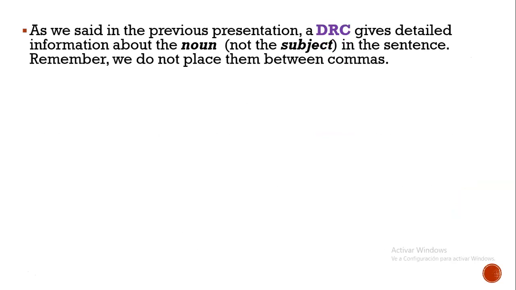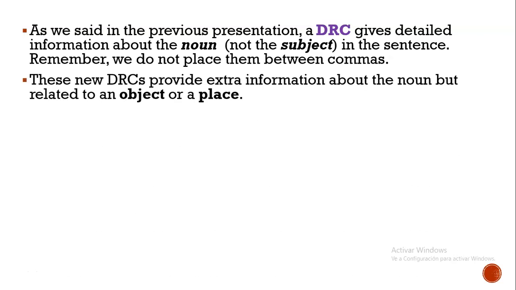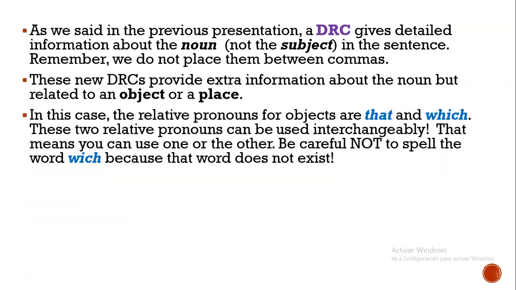As we said in the previous presentation, a DRC gives detailed information about the noun, not the subject, in the sentence. Remember, we do not place them within commas. These new DRCs provide extra information about the noun, but related to an object or a place. In this case, the relative pronouns for objects are that and which. These two relative pronouns can be used interchangeably. That means that you can use one or the other.